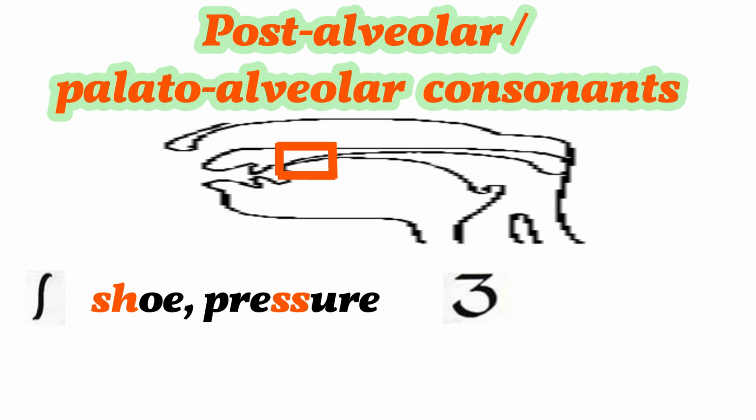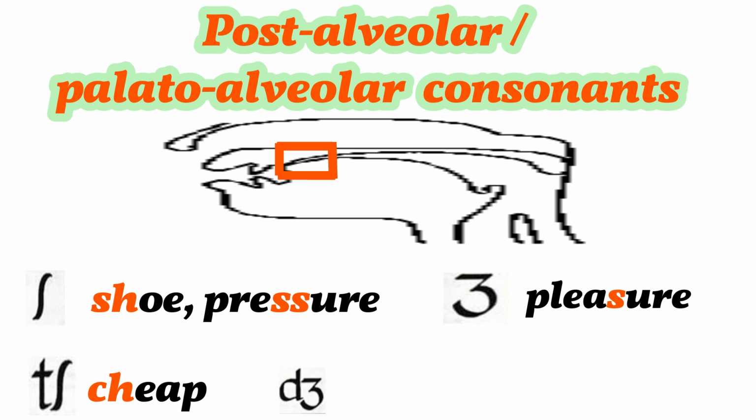Post-alveolar or palato-alveolar consonants. Now these ones are produced when the tip of the tongue or the blade of the tongue comes close to a part just before the alveolar ridge, as in these examples. Sh, shoe, pressure. J, pleasure. Ch, cheap. J, jeep. R, rock. Look at the tip of the tongue. It's not exactly on the alveolar ridge. It's a little bit before the alveolar ridge.